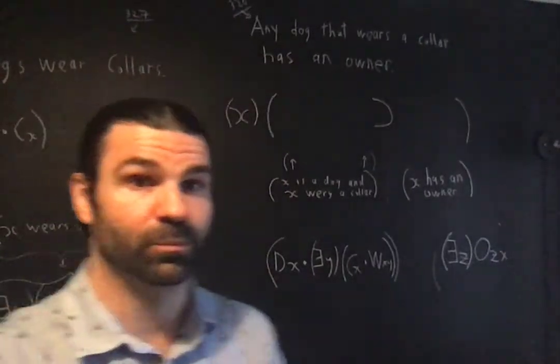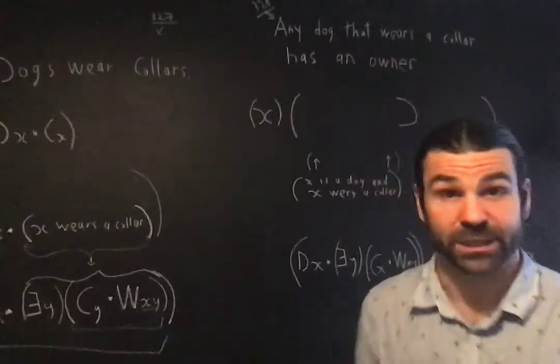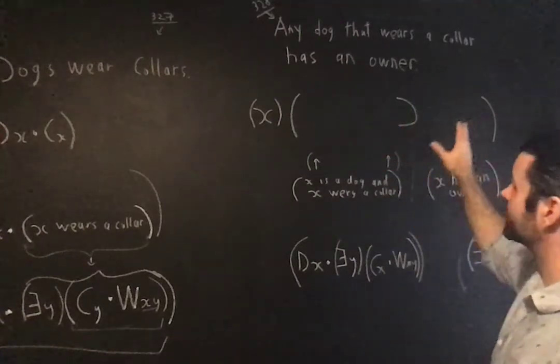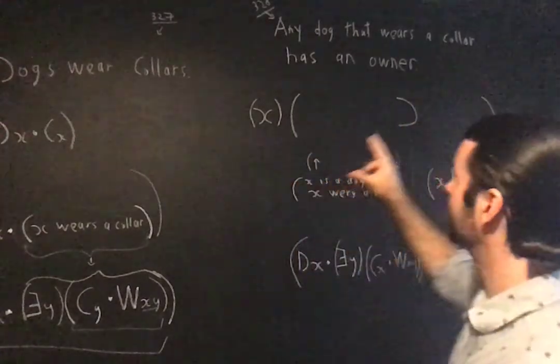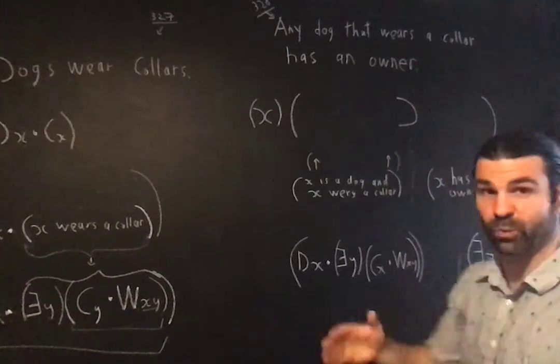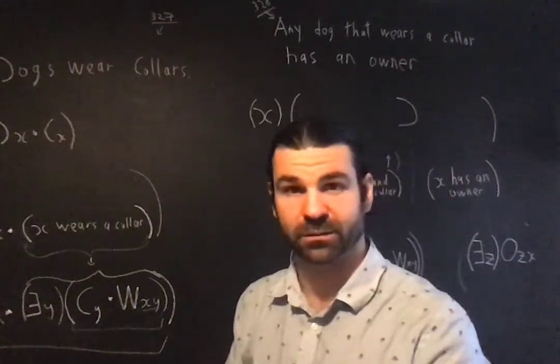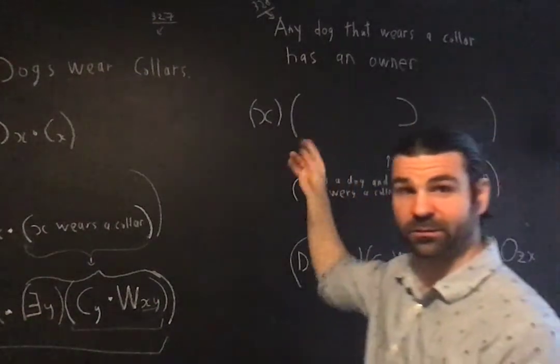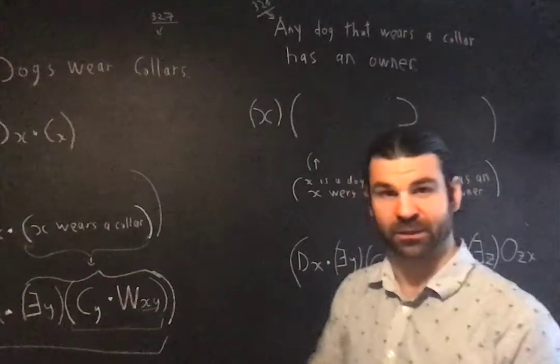Here we've got more complications really in the subject, okay? Because what is the subject? It's the noun plus all the modifiers. It's dog that wears collars, right? Where does the subject end and the predicate begin? At the verb. Dog that wears collar has an owner. Has, that's the verb, having, right?